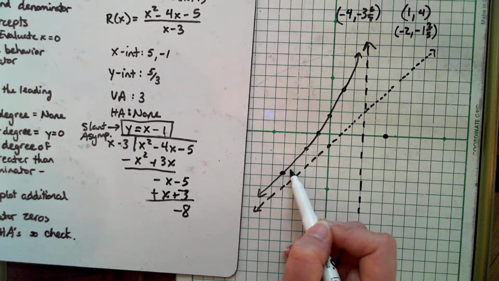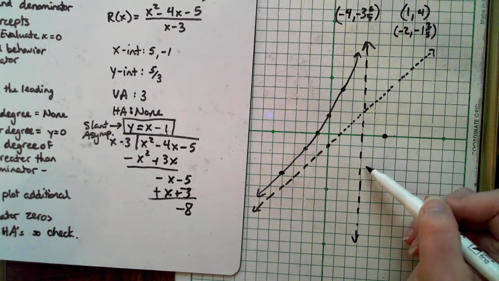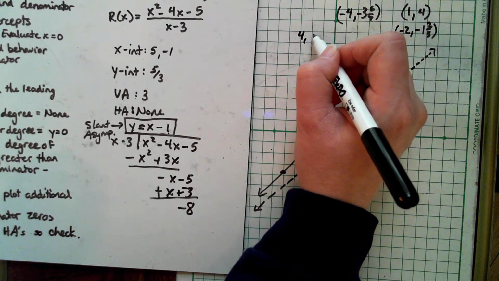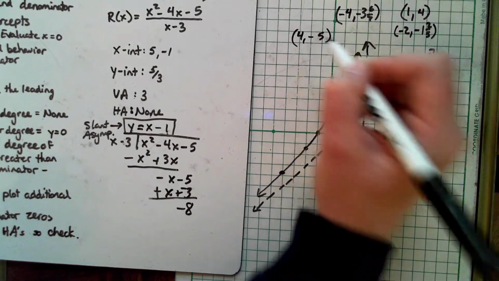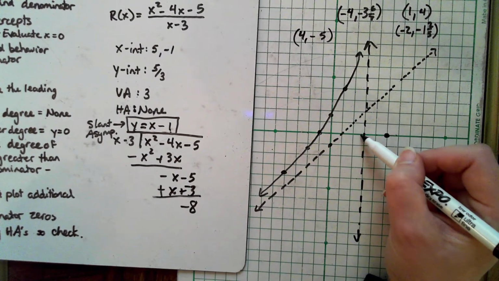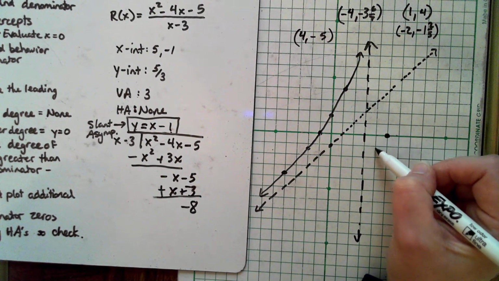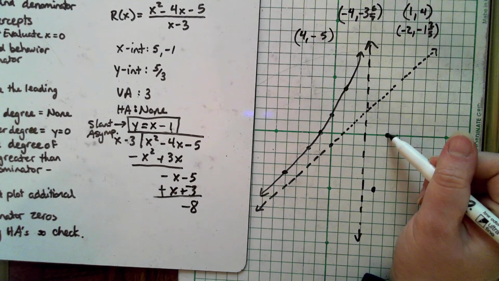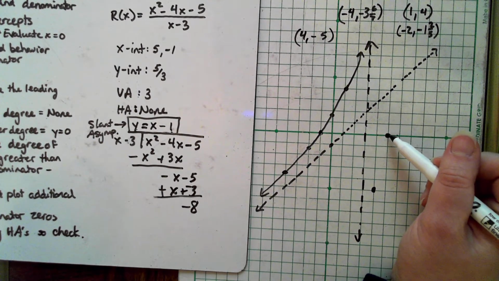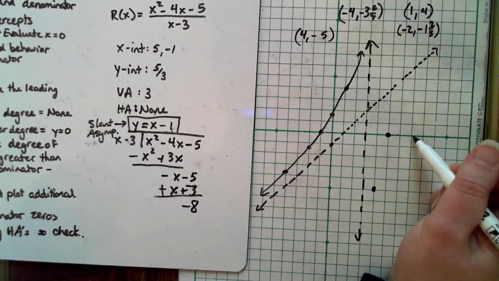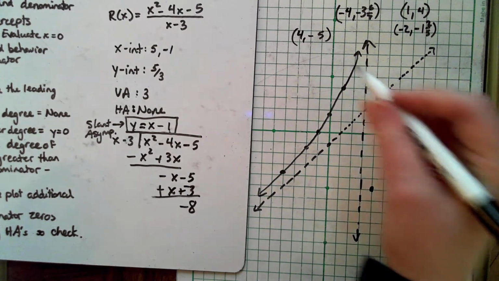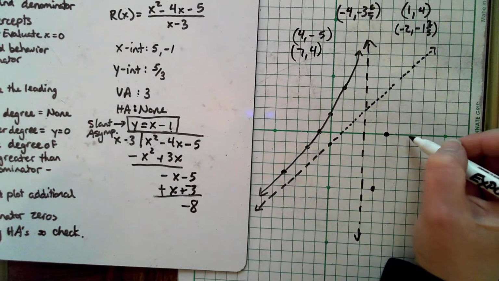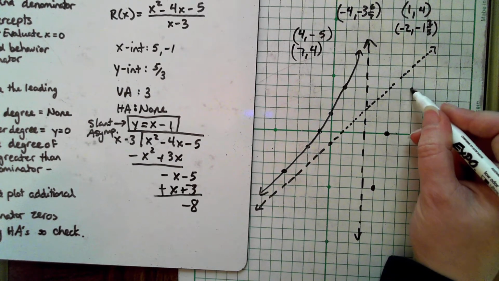Get points. Okay, so I need a few points over here. I'm going to put in a 4. If I put in 4, I get out -5. So 1, 2, 3, 4; -1, 2, 3, 4, 5. I have something on 5. So I'm going to skip over 6 and just go ahead and do 7. If I put in a 7, I get 4. So 7, 1, 2, 3, 4.